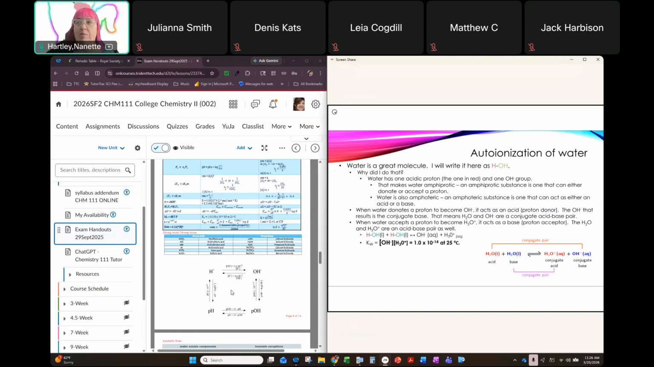When water donates a proton to become OH minus, it acts as an acid. That OH minus can act as a base. It is the conjugate base. H2O can also accept a proton, and in that case is acting as a base, which then has a conjugate acid of H3O plus. And of course, we can write this as H2O plus H2O goes to OH minus plus H3O plus, which then gives us that Kw that we talked about, which has a value at 25 degrees C of 1.0 times 10 to the minus 14.